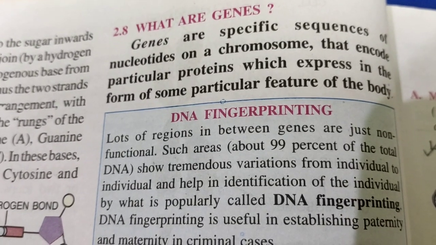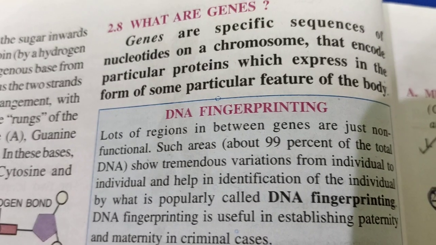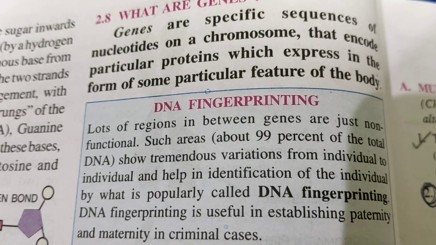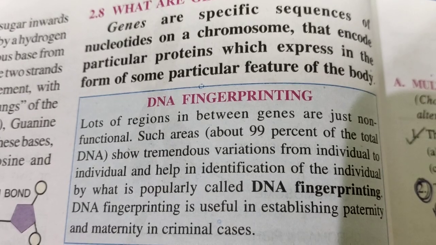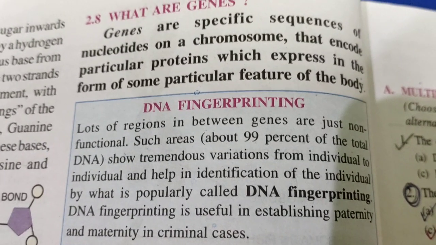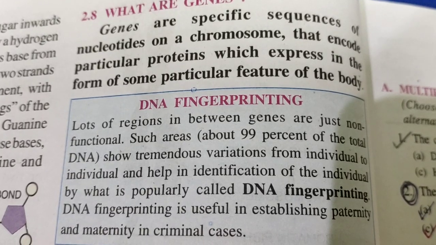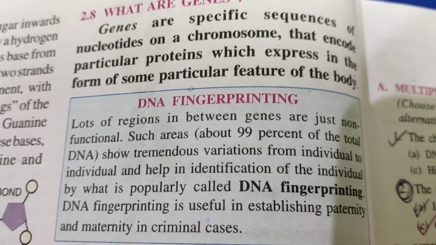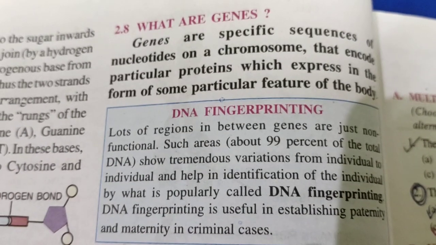Now, what are genes? Genes are specific sequences of nucleotides on a chromosome that encode particular proteins which express in the form of some particular feature of the body. So this is the complete definition of genes. You have to learn this. Clear? You have to learn this.